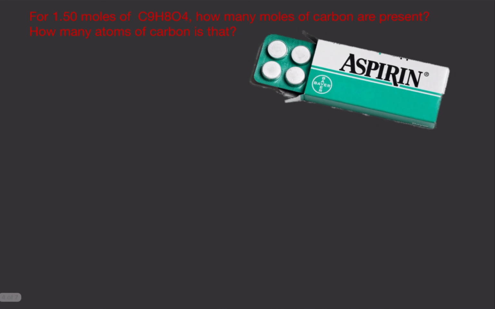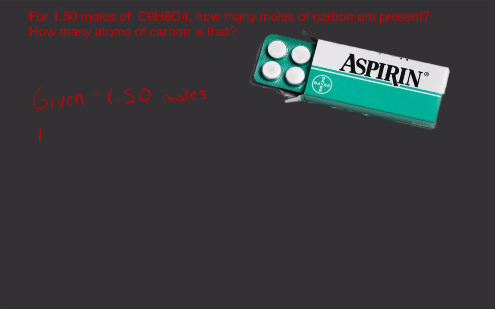Now, let's get into this next example. For 1.5 moles of C9H8O4, which is also aspirin, how many moles of carbon are present? How many atoms of carbon is that? So this is a two-step problem. Let's start off with our given. What's given? Our given is the 1.50 moles.